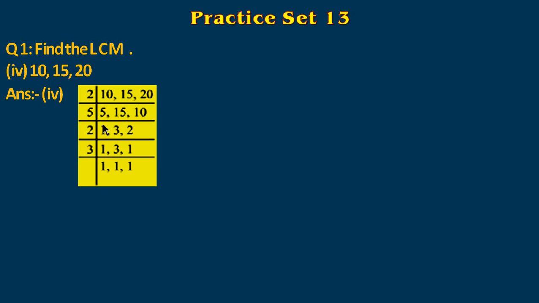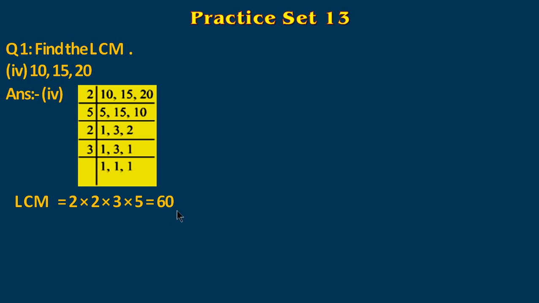So 5 1s are 5, 5 3s are 15 and 5 2s are 10. 1, 3 and 2, nothing is common. So 2 1s are 2, 3 you will take it down. Again only 3, so 3 1s are 3. Now at the end of the sum you have got 1. So the LCM now will be 2 multiplied by 5 multiplied by 2 multiplied by 3. So 2 2s are 4, 4 3s are 12, 12 5s are 60.